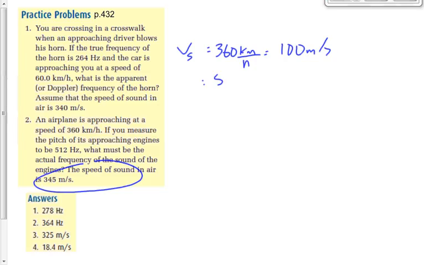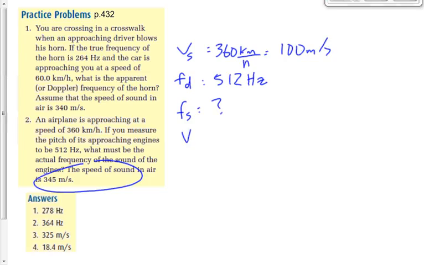We got 512 hertz. That's going to be a frequency. Is that going to be FS or FD? The pitch of its approaching engines. This is what you're measuring. This is what you're perceiving. That's going to be FD, the Doppler frequency. We're looking for FS, right? The frequency of the source, the actual frequency.